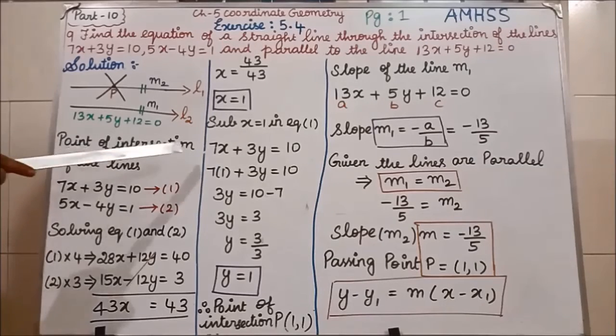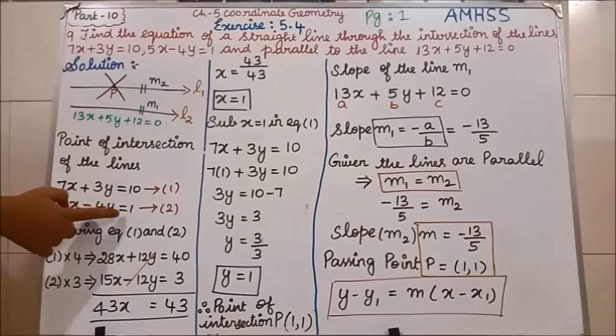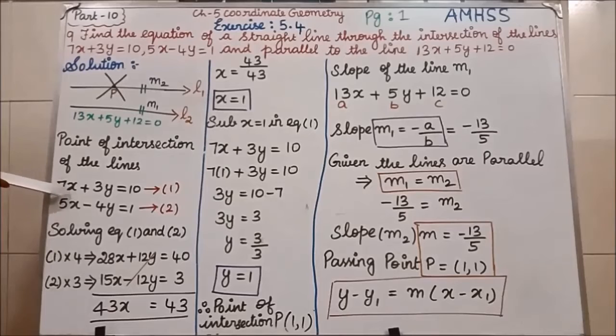See, the point of intersection of the lines is what we are going to find now. For that, what are the equations they have given? 7x plus 3y equal to 10, one equation. 5x minus 4y equal to 1. So, in the elimination method, first you have to see whether both the x coefficients are the same. No. Whether the y coefficients are the same. No. So, what do we have to do? We have to make either the x coefficient the same or the y coefficient the same. Okay, I am making the y coefficient the same here.